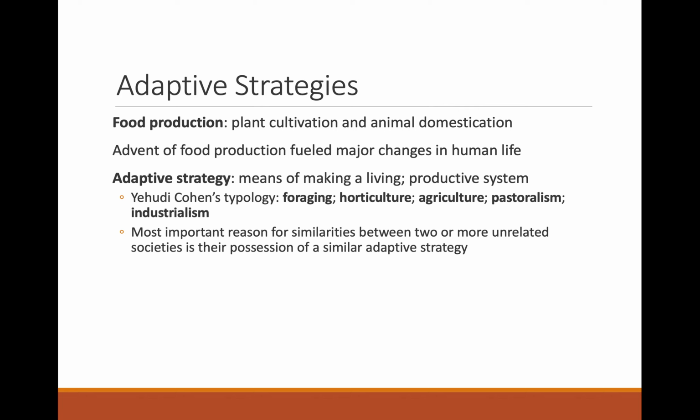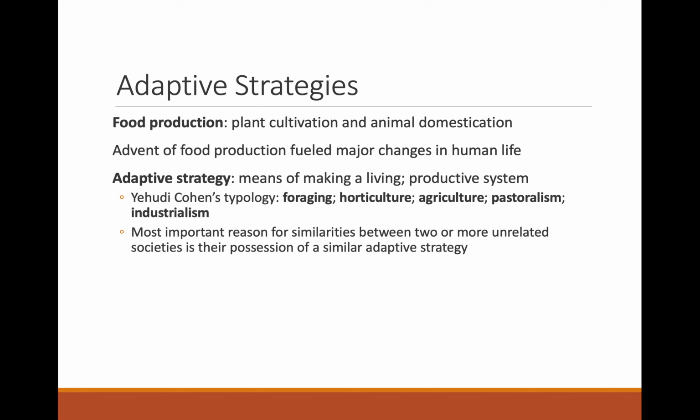Adaptive strategies are defined as the means of making a living, or a society's production system. So when we talk about food production, for example, we will talk about several adaptive strategies that go hand in hand with this definition, but that is not the only way that human populations make a living. And so we will use Cohen's typology for defining what the major adaptive strategies are.